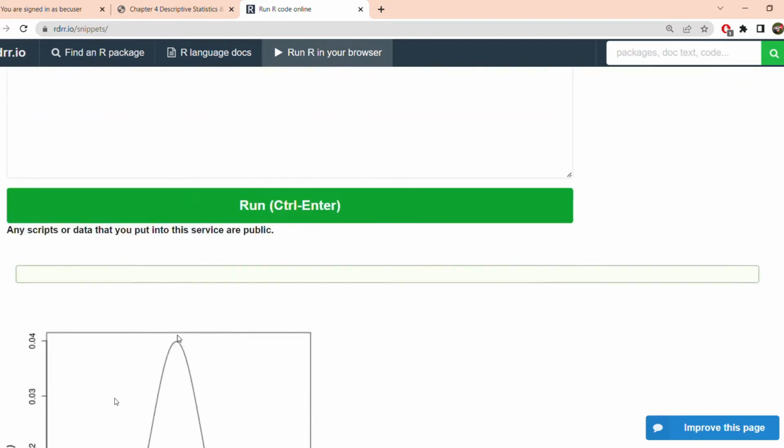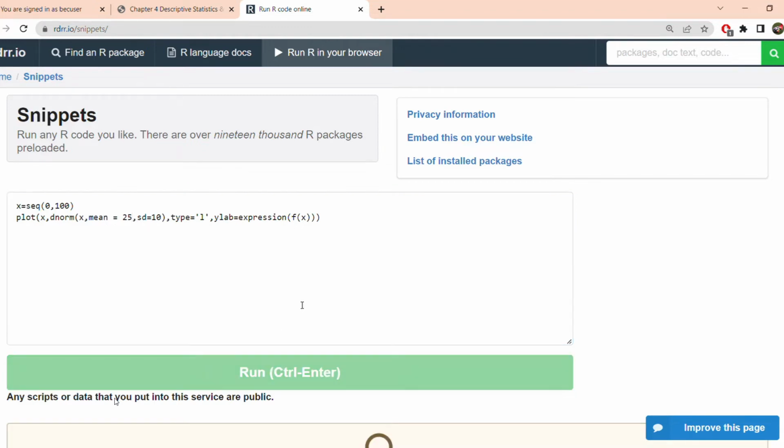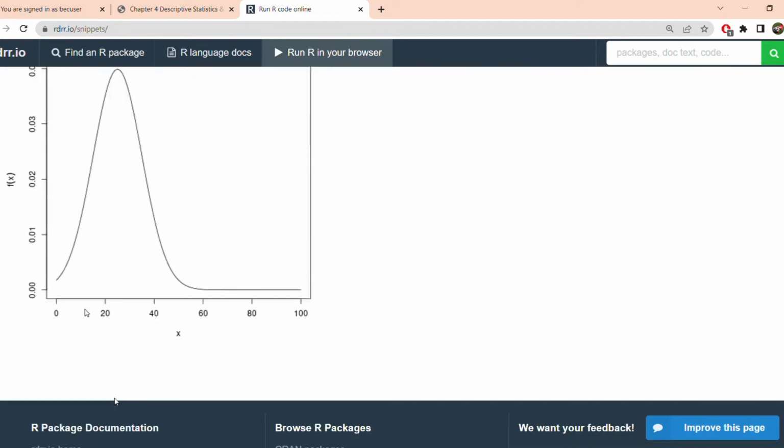What happens when we change these values? Let's take some lower values, such as 25. When we run this code, we'll obtain the curve related to these values. You can see now that the peak has shifted from 49 to 25.